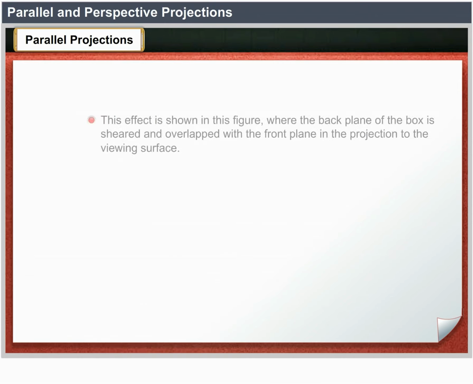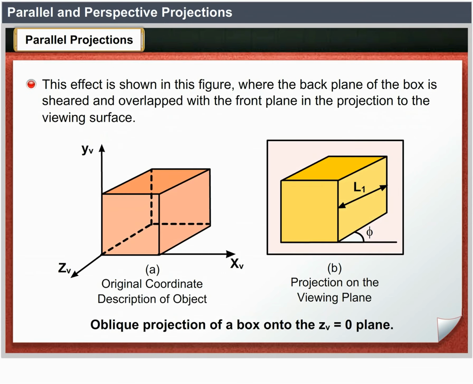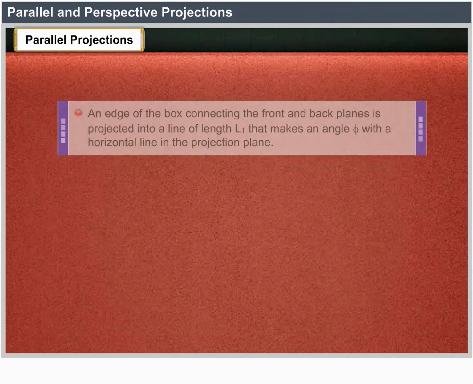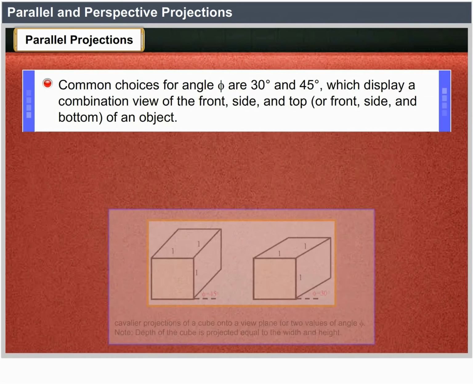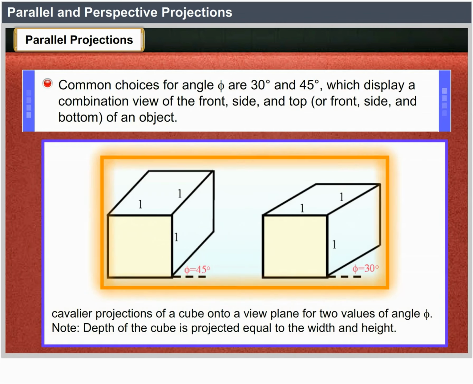This effect is shown in this figure, where the back plane of the box is sheared and overlapped with the front plane in the projection to the viewing surface. An edge of the box connecting the front and back planes is projected into a line of length L1 that makes an angle phi with the horizontal line in the projection plane. Common choices for angle phi are 30 degrees and 45 degrees, which display a combination view of the front, side, and top, or front, side, and bottom of an object.